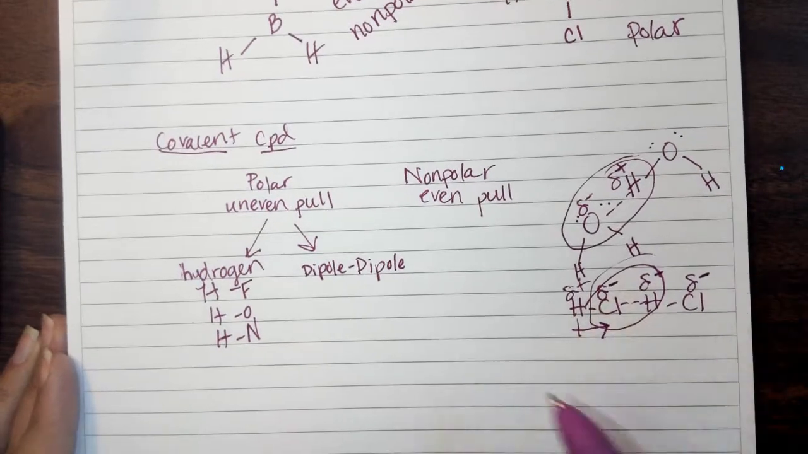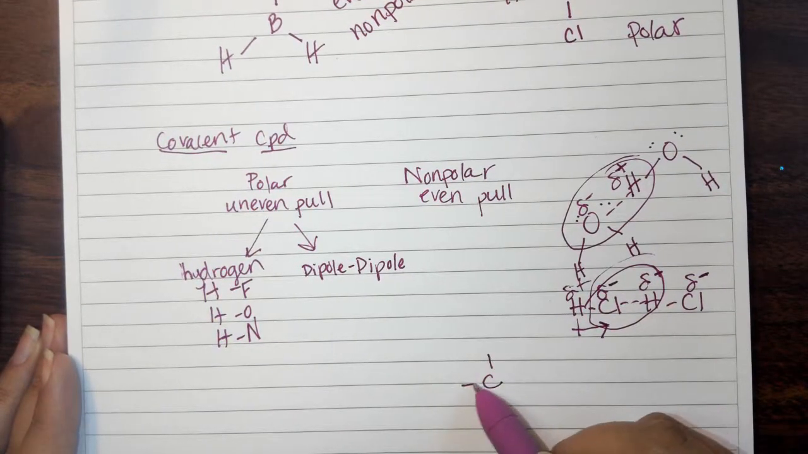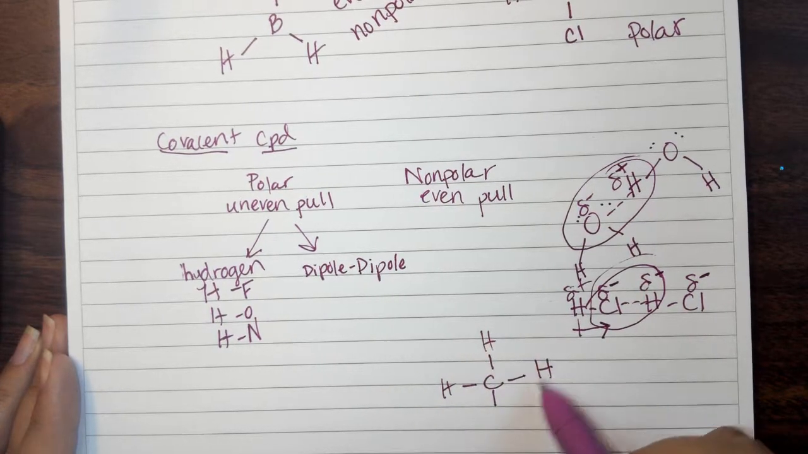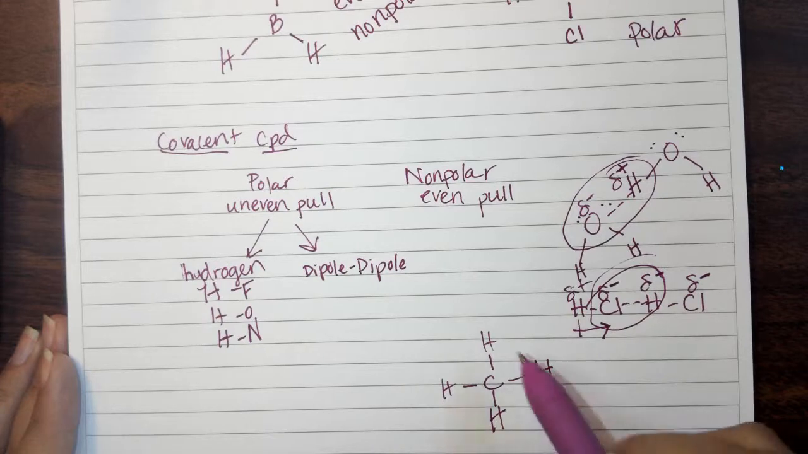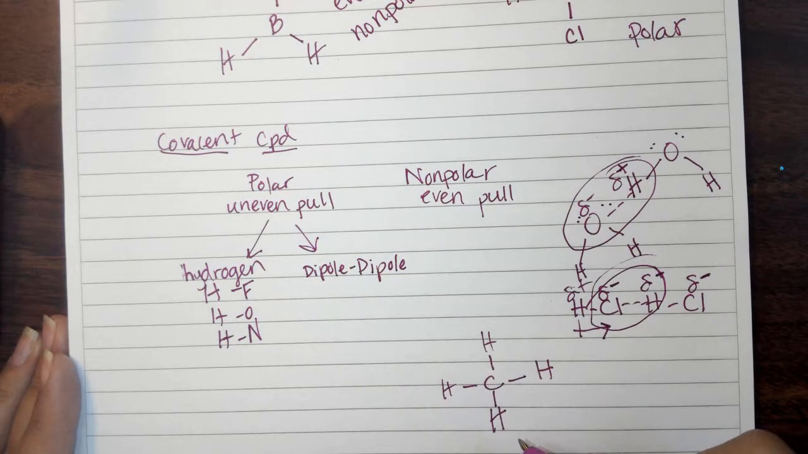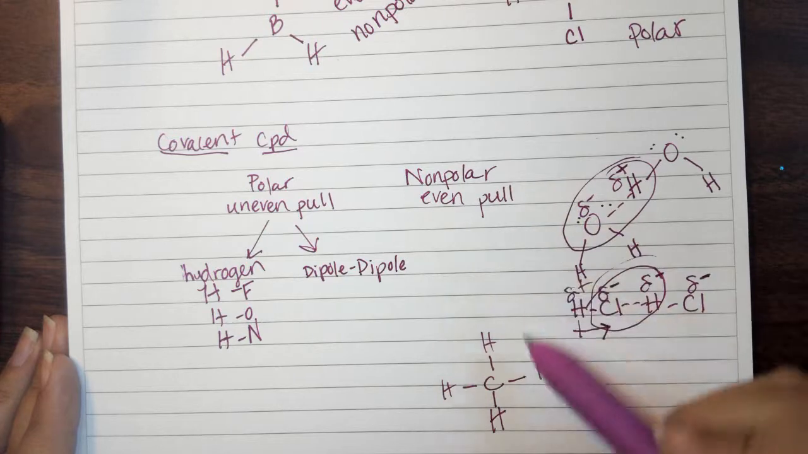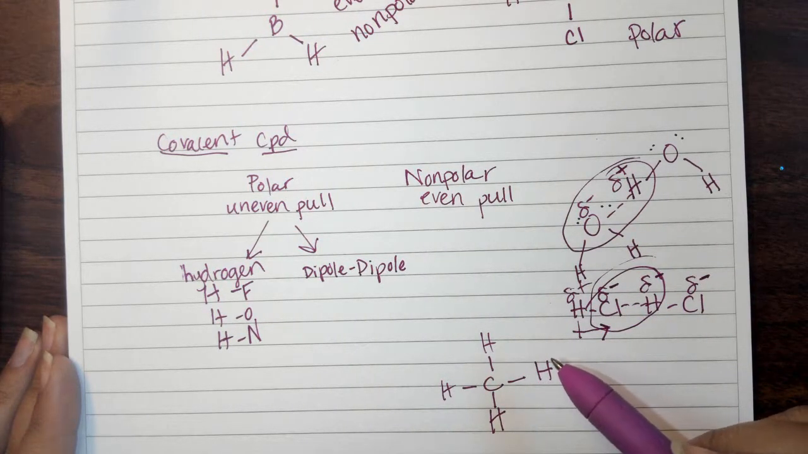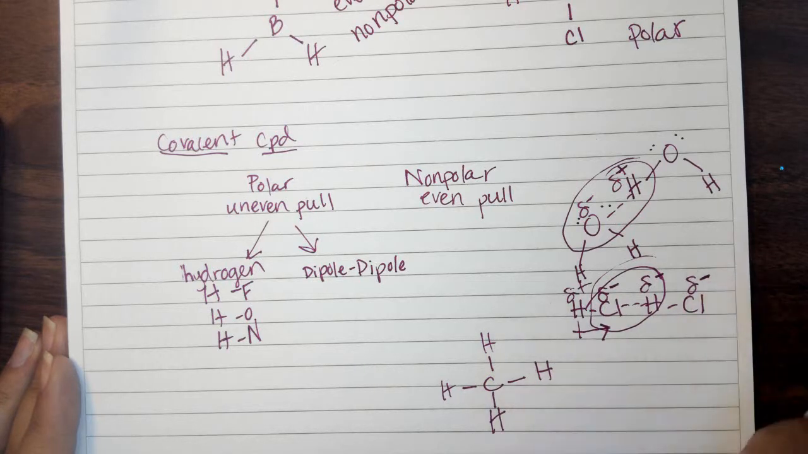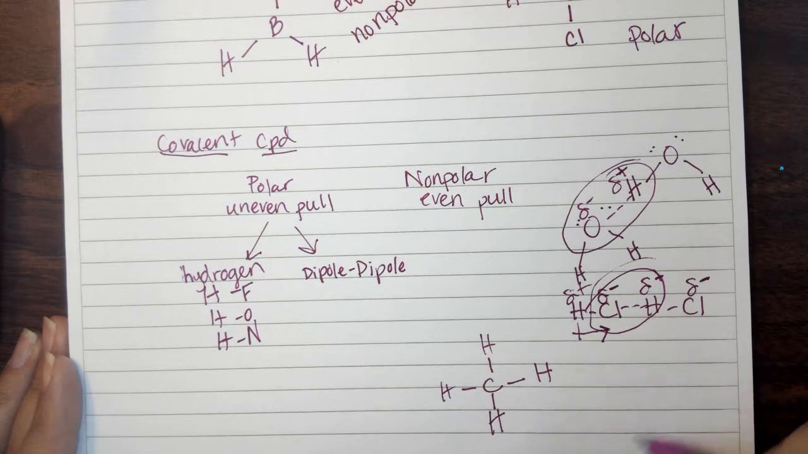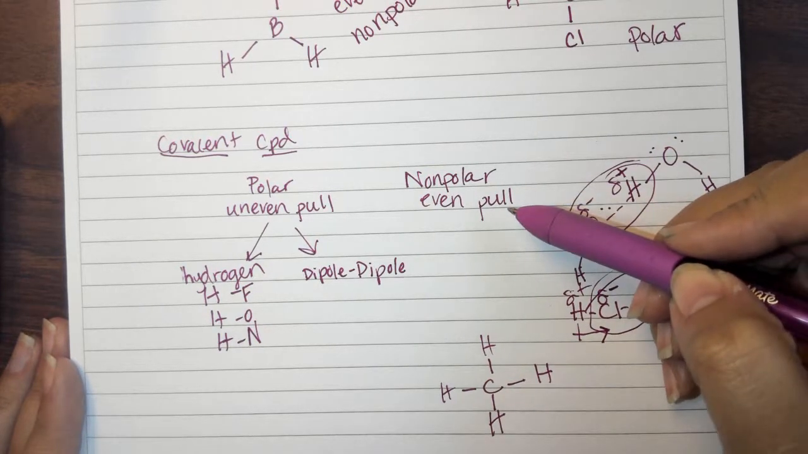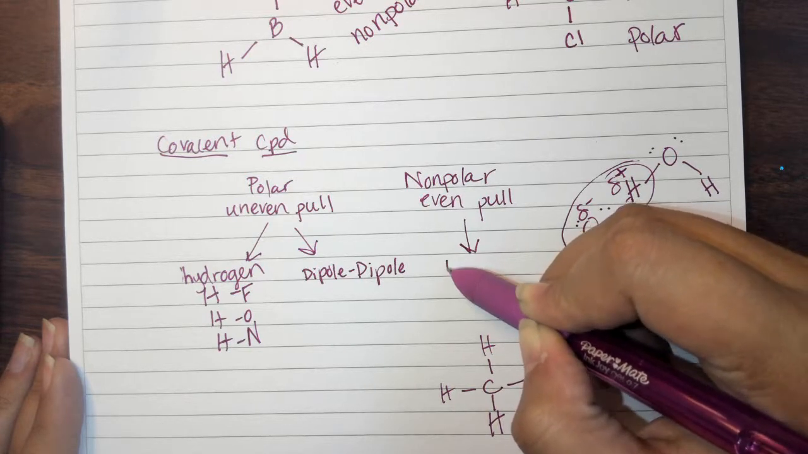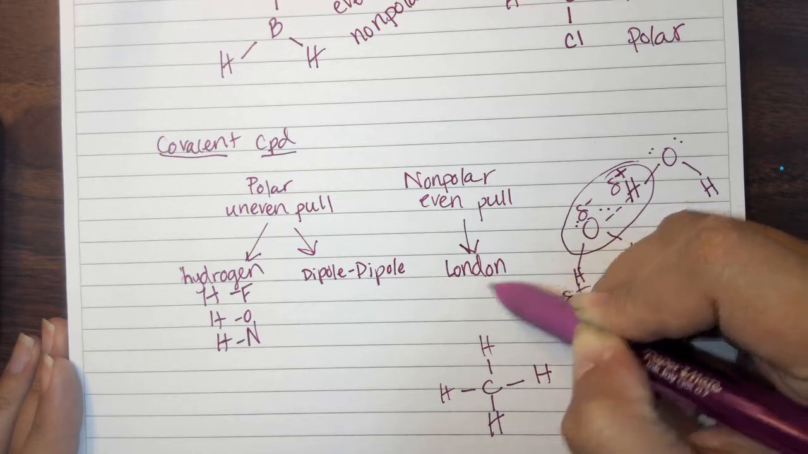When you are looking at molecules like CH4, we can see that there is a sense of symmetry. I've already told you, if there are the same peripheral atoms around any central atom, it's going to be nonpolar. We can see that if we turn this in any direction in its 3D model, it's going to have symmetry, or the same pull on all sides, making it nonpolar. And all nonpolar molecules are considered to have the intermolecular force of London dispersion.